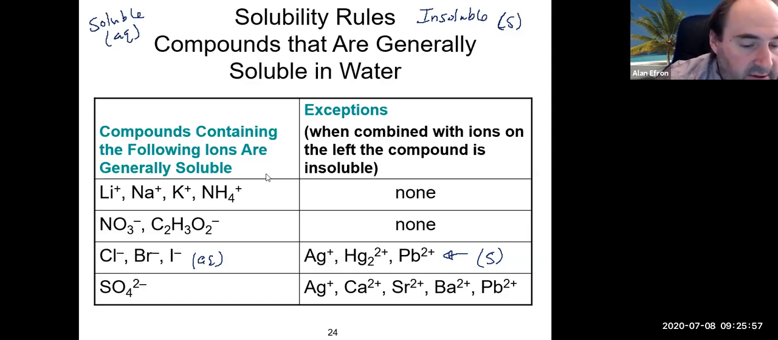Sulfates are also soluble in everything except for these guys. So we have some exceptions here. So if sulfates are with any of these guys in a formula, they should get a solid. If they are not, they should get an aqueous symbol.